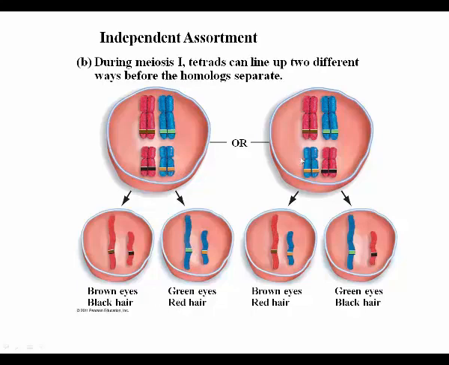But independent assortment allows me to mix up what my parents have given me and mix up what then I give to my offspring. In this case, I give my offspring brown eyes and red hair. In this case, green eyes and black hair. And of course, whatever the other parent contributes to our offspring will also matter as far as whether the offspring has green eyes, black hair, brown eyes, or red hair.